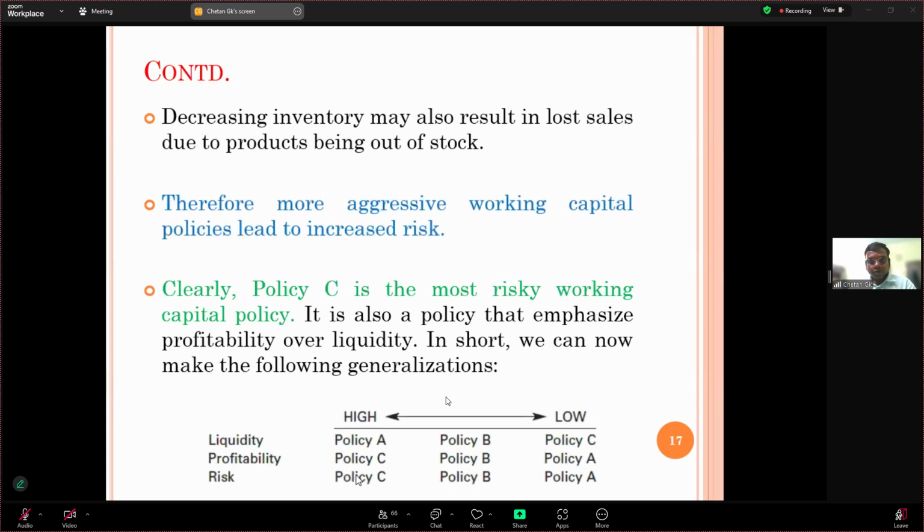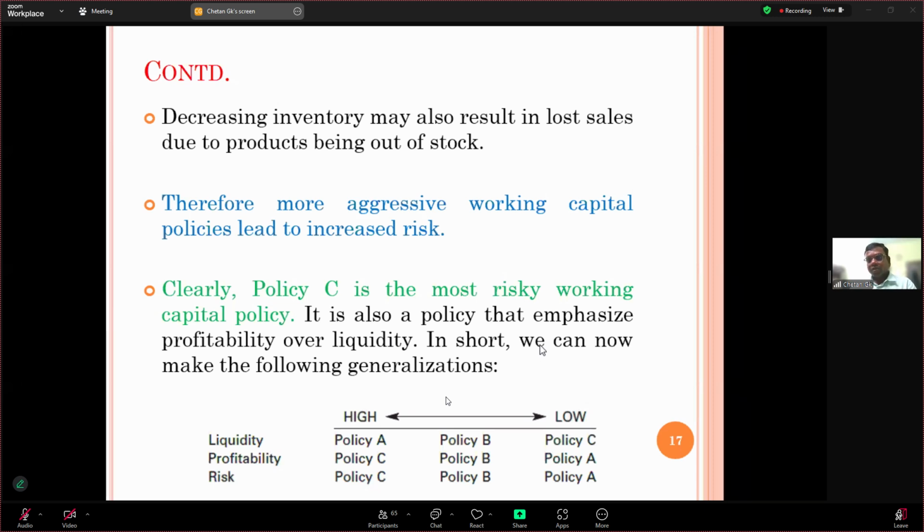So if liquidity is your concern, policy A is actually better. If profitability is your concern, then policy C is better. But if you look at the risk level of the company, then policy C is going to be high risk. Policy A has low risk. So you have to strike a balance between all three.